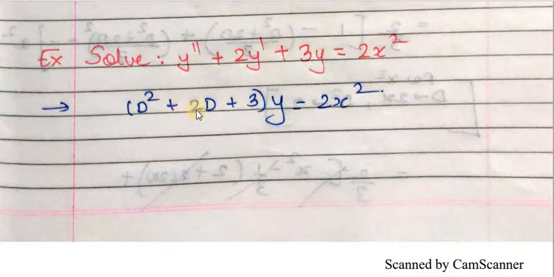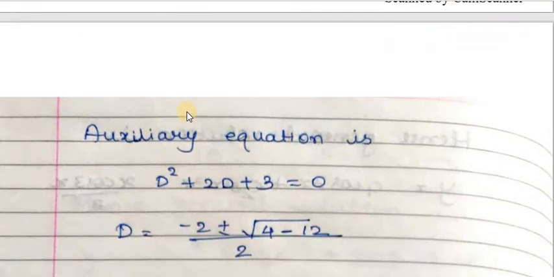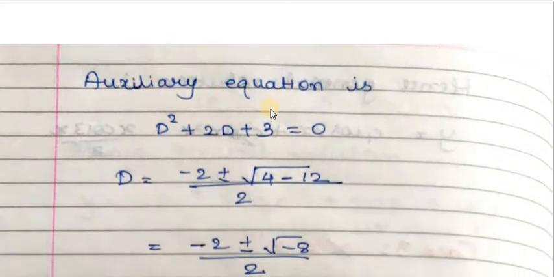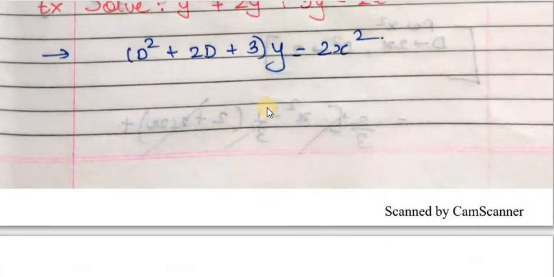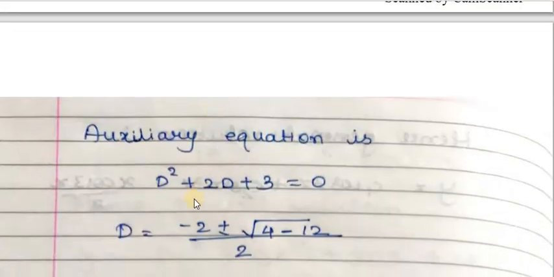Now this differential equation is of the form f of D y equals X. So its solution will be given by y equals CF plus PI, where CF is the complementary function and PI is the particular integral. First of all, we will find CF. To find CF, we have to write the auxiliary equation, which is given by equating f of D to 0. Here f of D is D square plus 2D plus 3 equals 0.